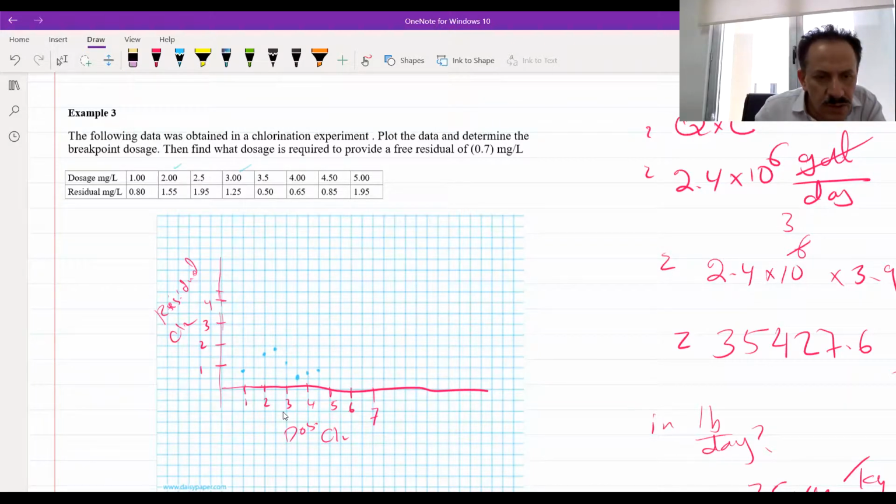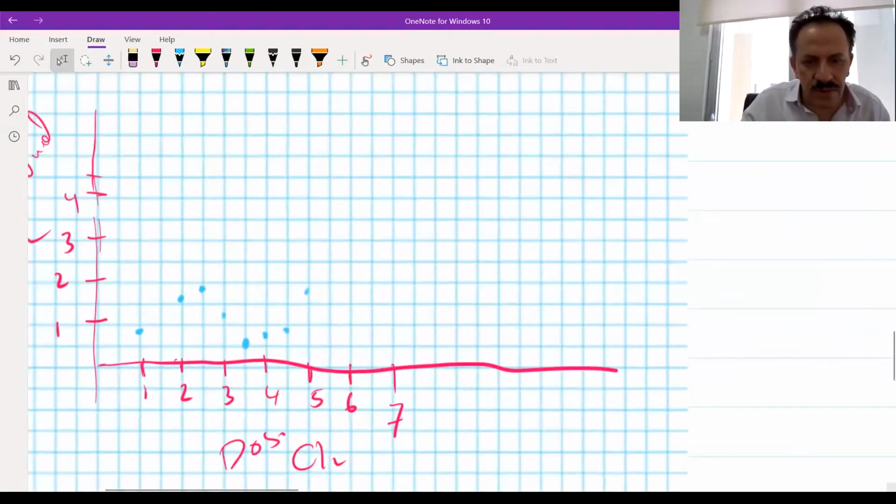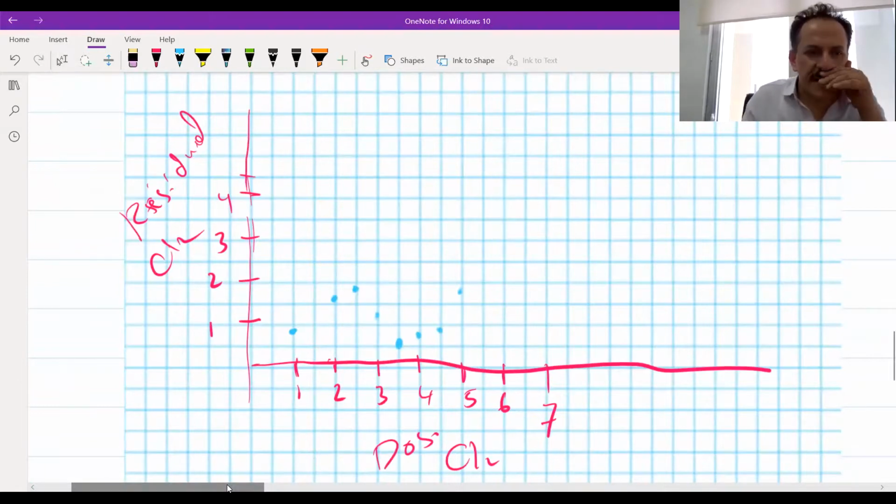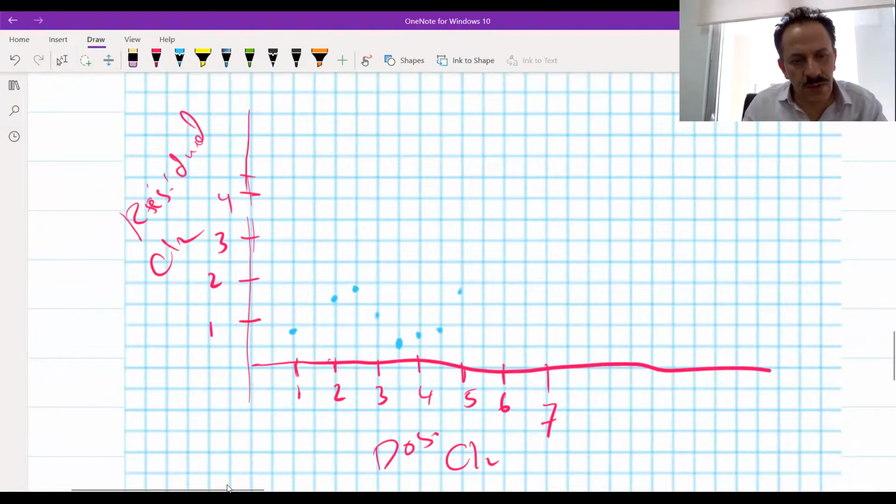This is 1.9. It will be better if you make it very good. So look at this one. If I want to draw, this will be the curve. Usually this should be linear, by the way, so you have to draw in between.